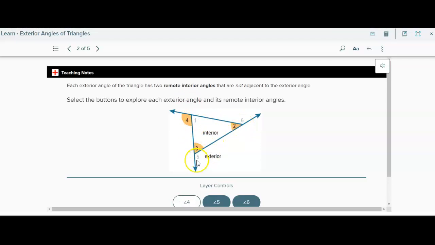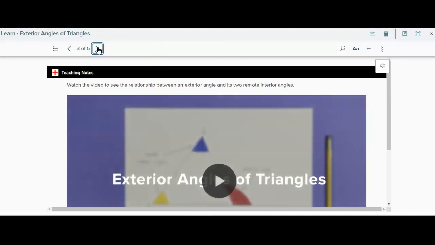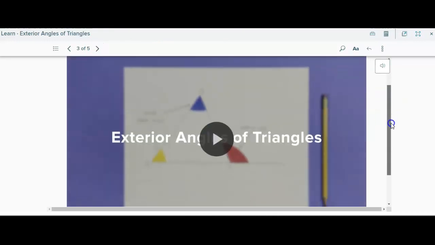And for 5, what do you think are the 2 remote interior angles? Right. So not the one directly next to it, but the other ones. And for 6, 1 and 3 would be the remote interior angles. So each exterior has 2 remote interior, and there's a relationship between those. So watch this video and let's see what that relationship is.